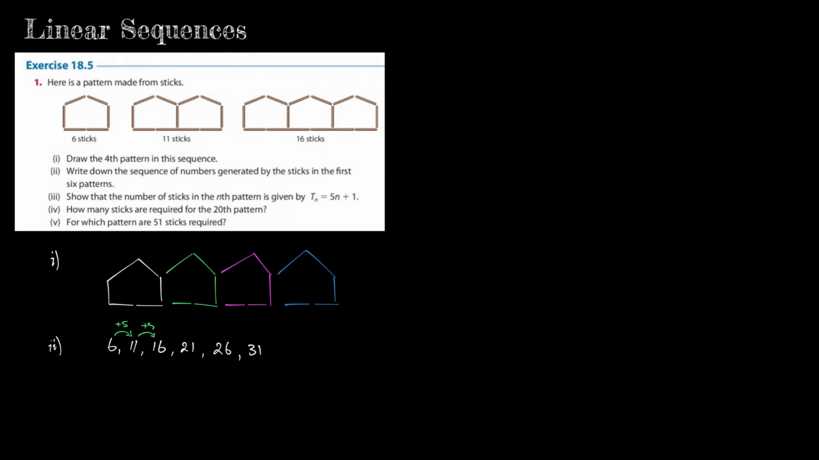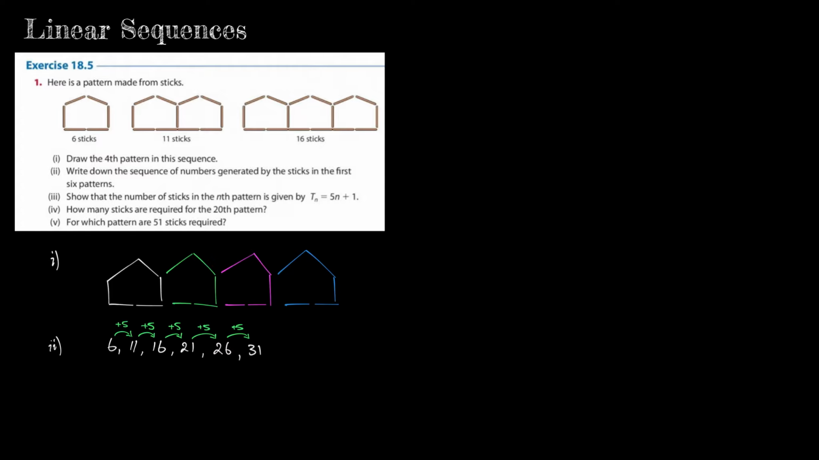Okay. The reason why it's a linear sequence is because it has the same common difference. Okay, so the difference between the terms is the same. I'm just doing that in green so that you'll know. Okay, so that's the first 6 terms.